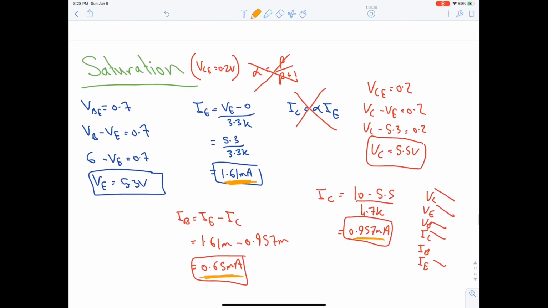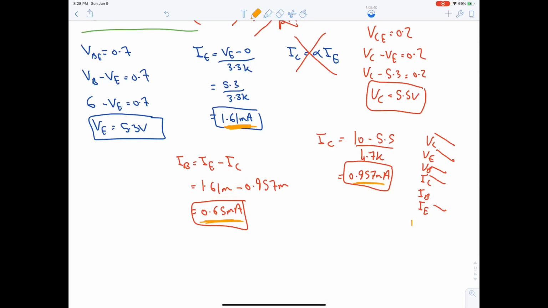Okay. Now let's say that the question asked also for beta forced. How do we find beta forced? It will be IC over IB. So it's 0.957 milli divided by 0.65 milli. This will give us 1.47, no unit. Okay? Great. We're done with this question. Let's move on.